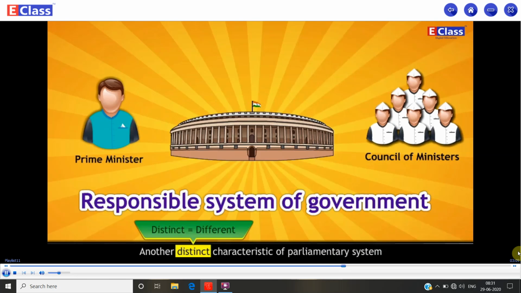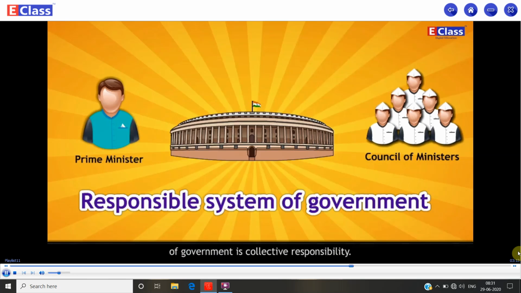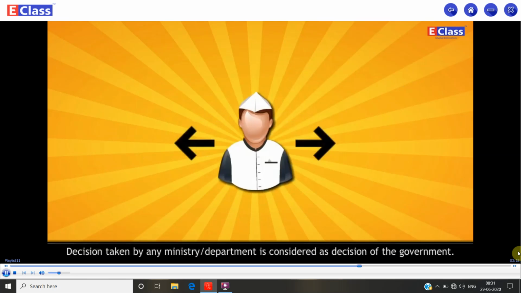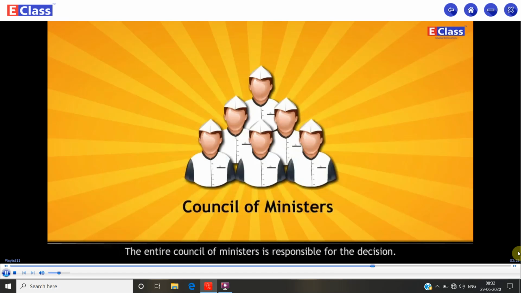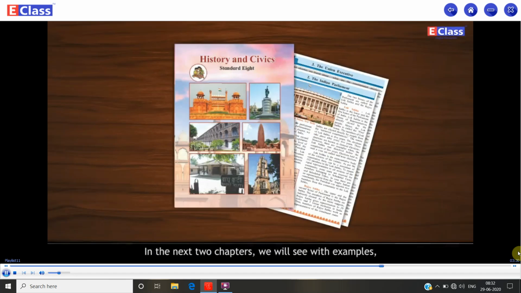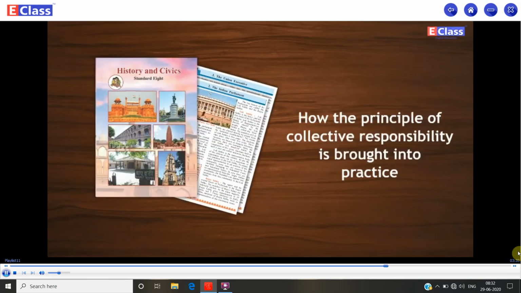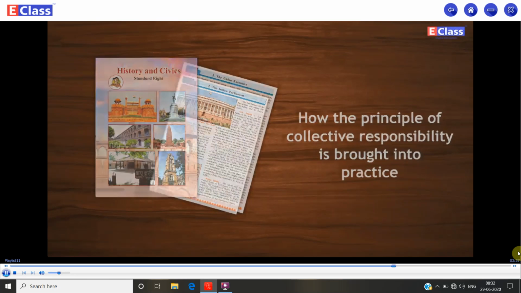Another distinct characteristic of the parliamentary system of government is collective responsibility. A decision taken by any ministry or department is considered a decision of the government. The entire Council of Ministers is responsible for the decision. In the next two chapters, we will see with examples how the principle of collective responsibility is brought into practice.